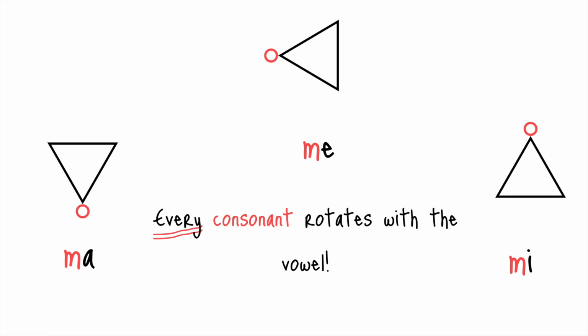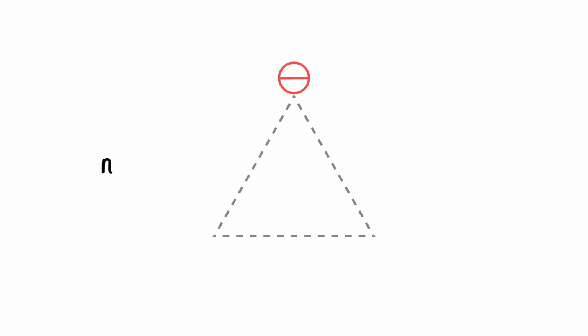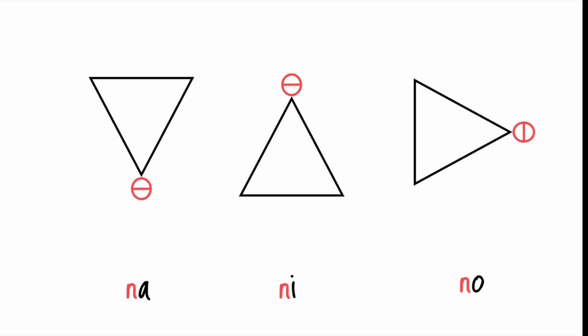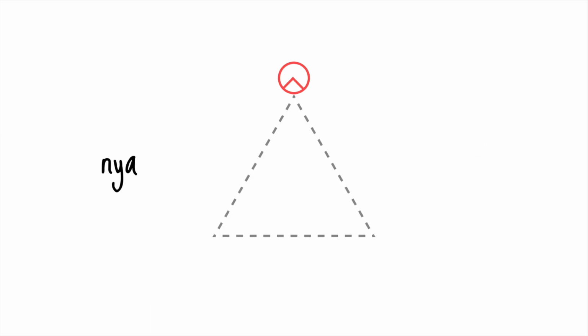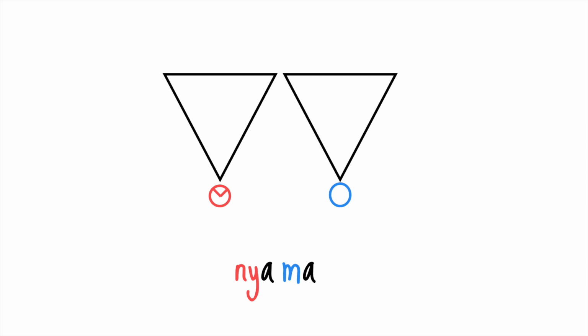Knowing that, let's take a look at the next nasal consonant, the N or the na. It looks similar to the M, but it has a straight line dividing the circle. Again, the position will rotate with the vowel, like in this example. The next nasal consonant to look at is the nya. An example using this consonant is the word nyama.